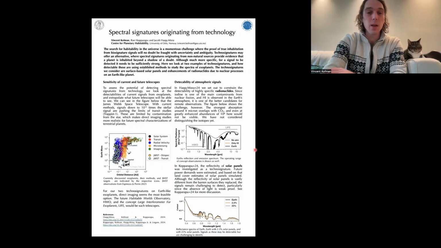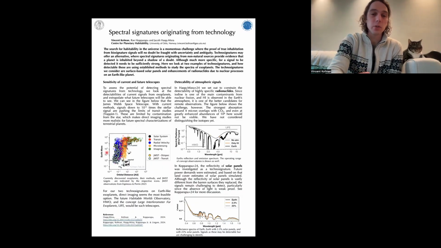This is some of the work that we've been doing in the past. So this is Ravi Koparapu and Jacob Hackmishra and myself, and we've been looking for different signatures from technology that may be visible using future observatories in exoplanets. The poster will be shared online, but I wanted to talk through the steps here. There's three figures here, and we'll start with the first one.